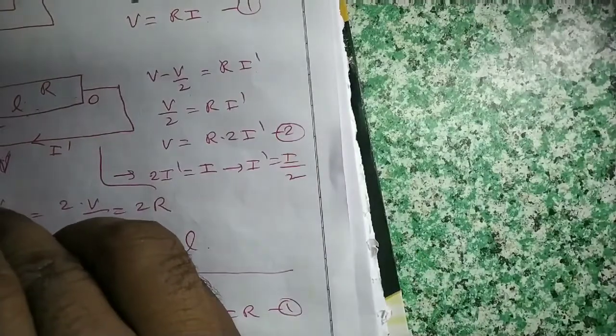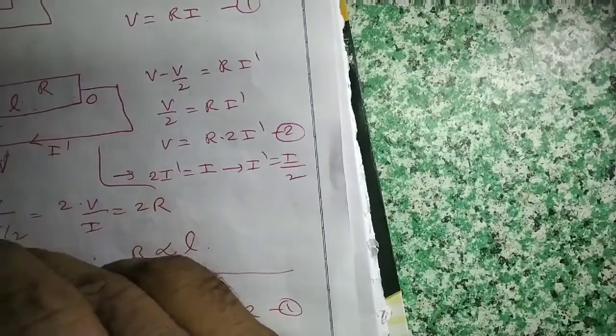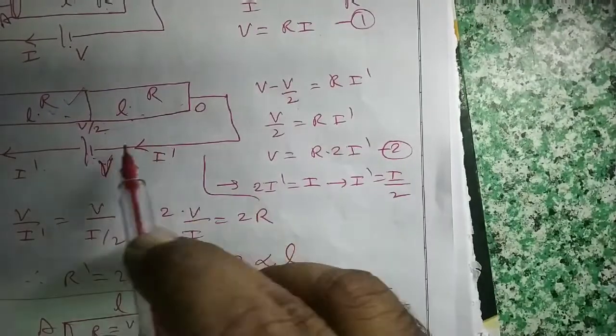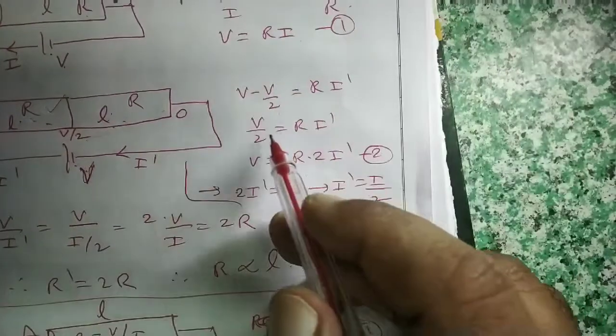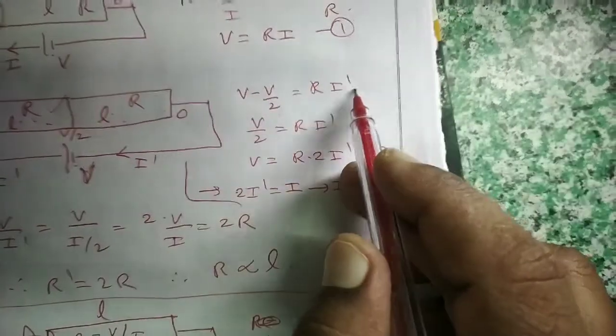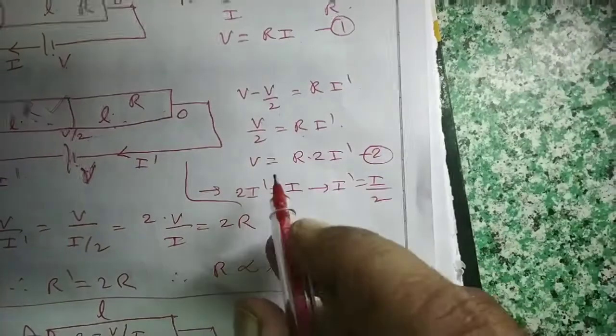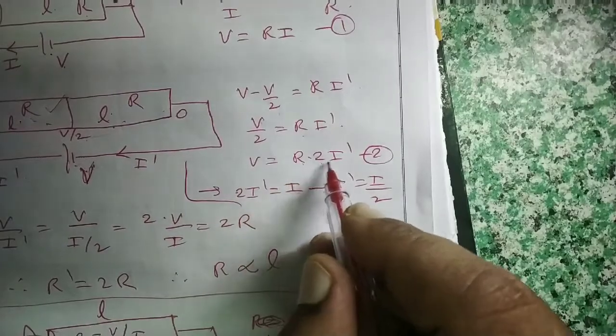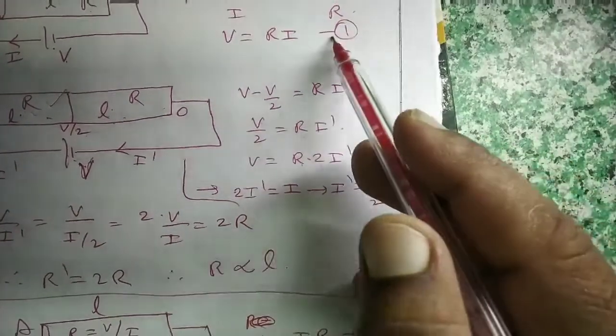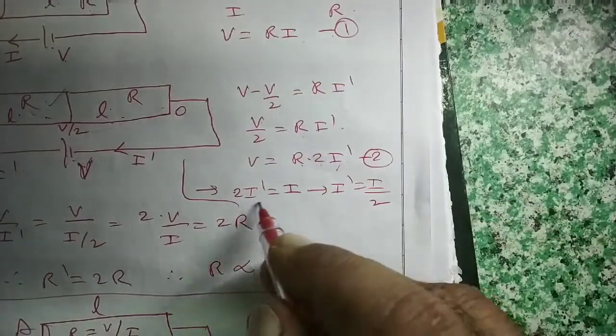Its resistance we know, each piece has resistance R, and the current passing I imagine as I dash. So the potential difference V minus V by 2 is equal to R I dash. That means V by 2 is equal to R I dash. That means V is equal to R into 2 I dash. This is equation 2.